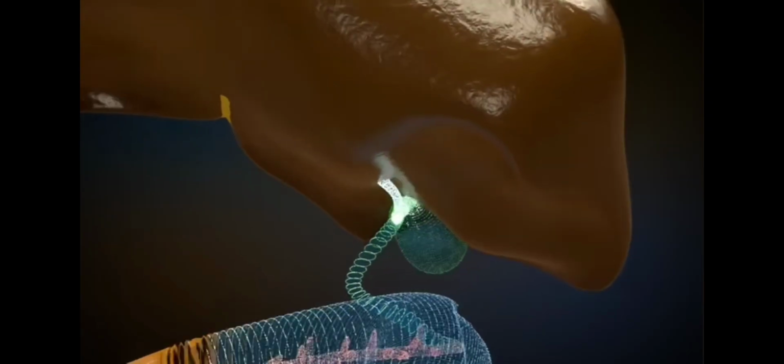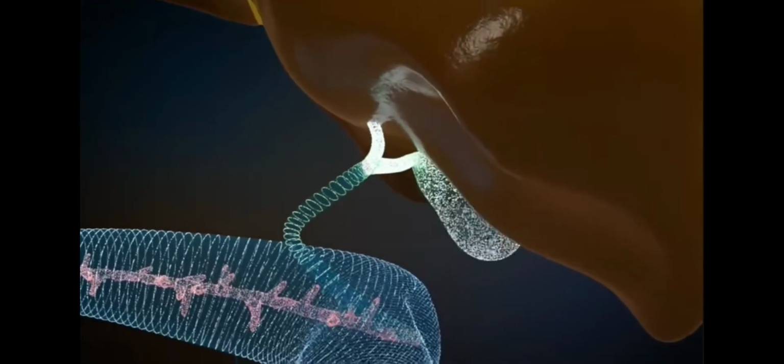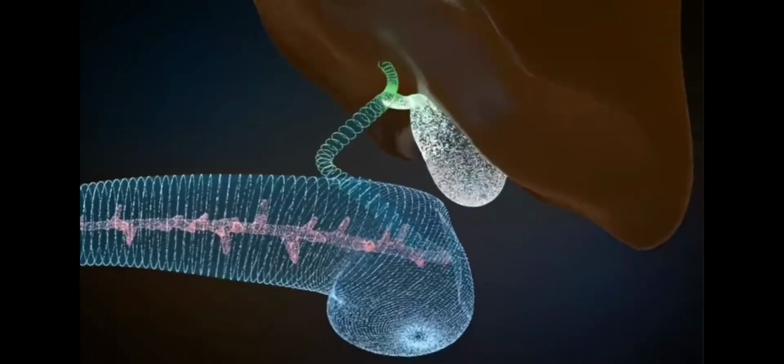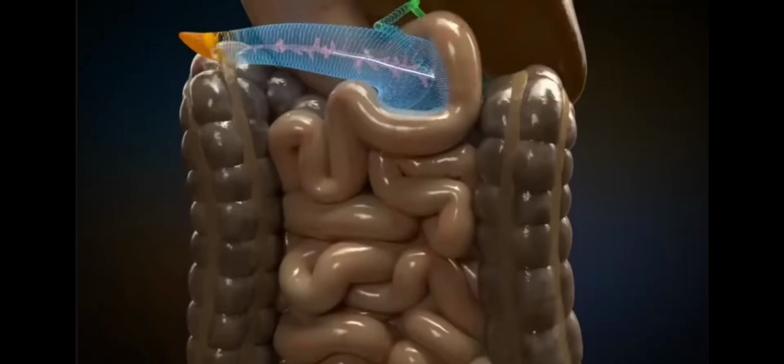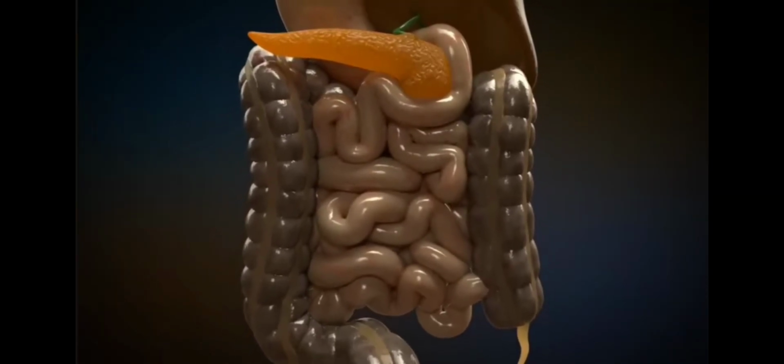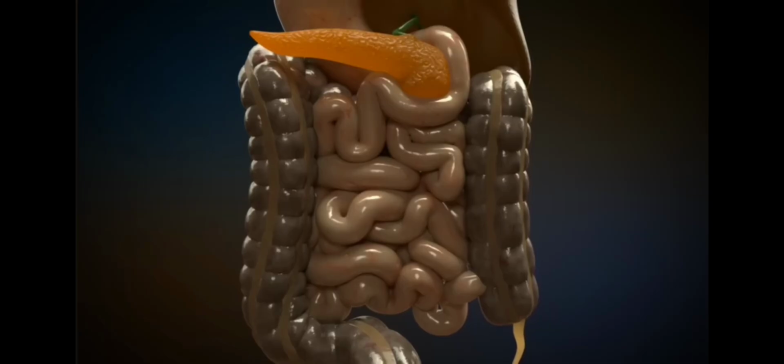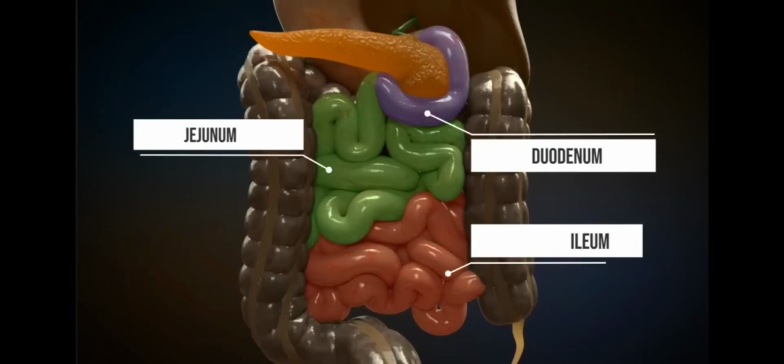Bile is produced by the liver cells and transported to the gallbladder. The bile is stored in the gallbladder, the ampulla of Vater. The small intestine consists of 3 sections: duodenum, jejunum, and ileum. The ileum continues into the large intestine in the right lower abdomen.